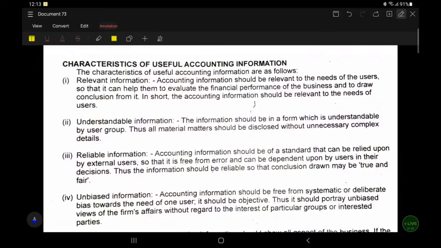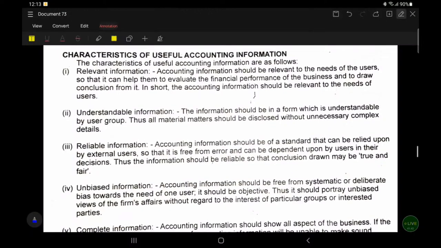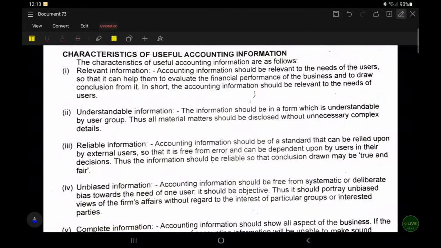That will introduce us to the characteristics or features of useful accounting information. What tells us that this information is accounting information? These are the features of accounting information, the things that tell us that this is accounting information. For accounting information, we expect that the information should be relevant. One of the key things about accounting information is that it should be relevant. What do we mean by relevant here?